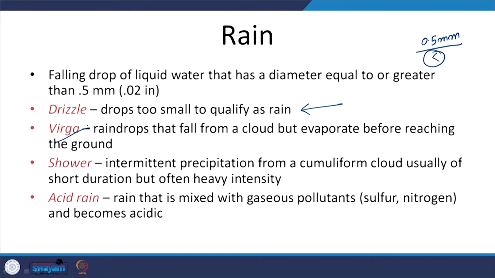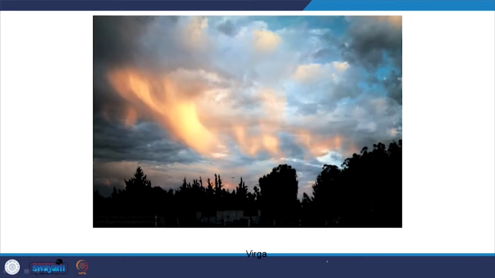Acid rain is rain that is intermixed with gaseous pollutants. Gaseous pollutants exist in the atmosphere, but if your H2O precipitation is intermixed with these gaseous constituents, then you call this type of precipitation acid rain, right.